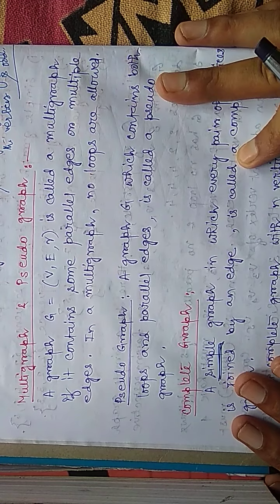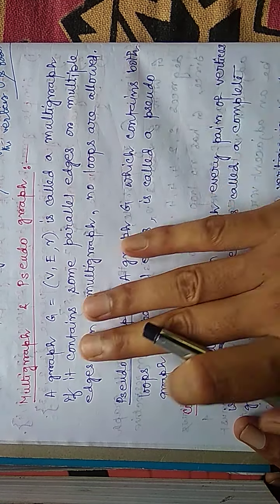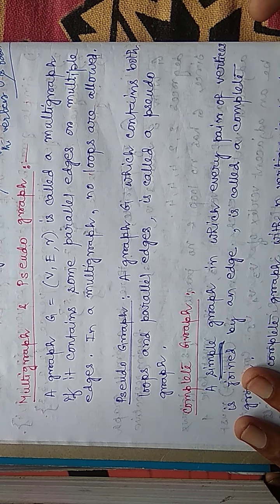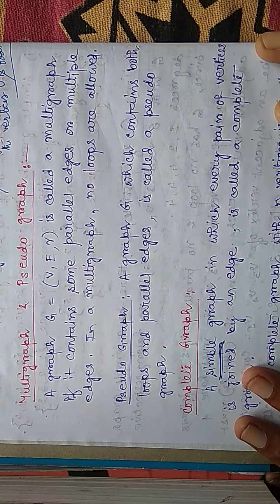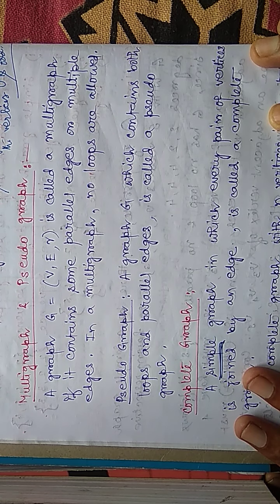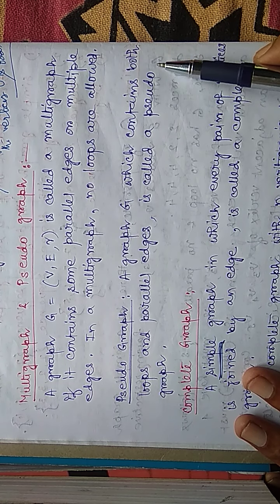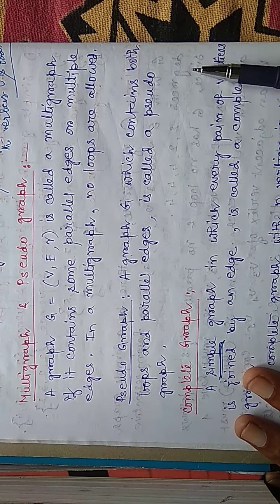Okay. Next definition is multigraph and pseudograph. A graph G equals (V, E, gamma) is called a multigraph if it contains some parallel edges or multiple edges. Clear? In a multigraph, no loops are allowed. That means a graph having only parallel edges but no loops is called a multigraph. And a pseudograph is a graph which contains loops as well as parallel edges.